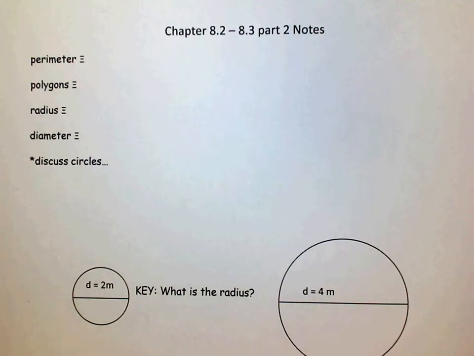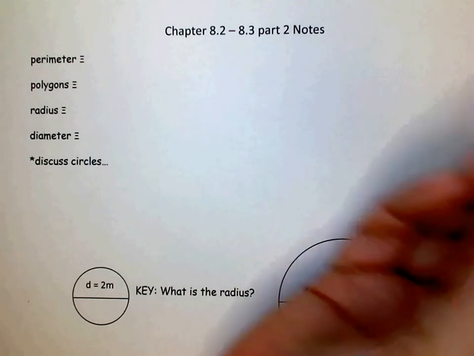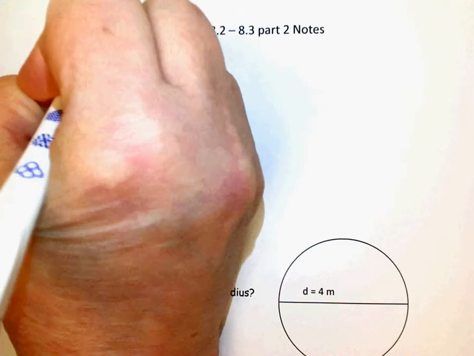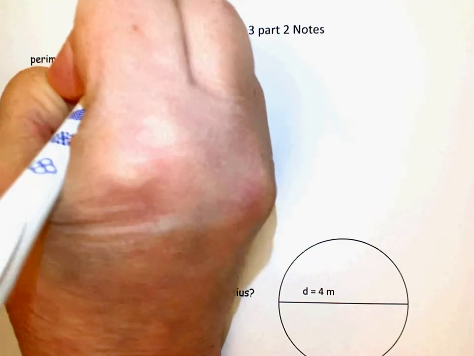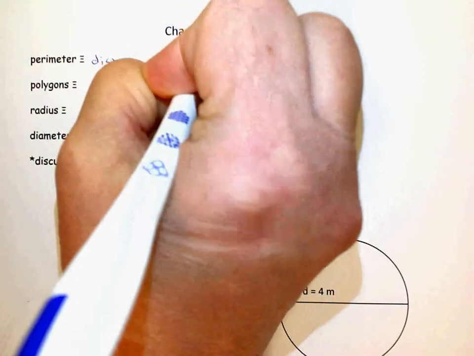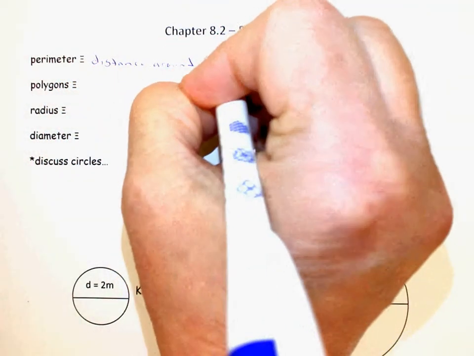Alright, you guys. We did the easiest part of this chapter with perimeters and area. And before we get into some volume and surface area, I would like to go through some definitions. Perimeter is the distance around a polygon.